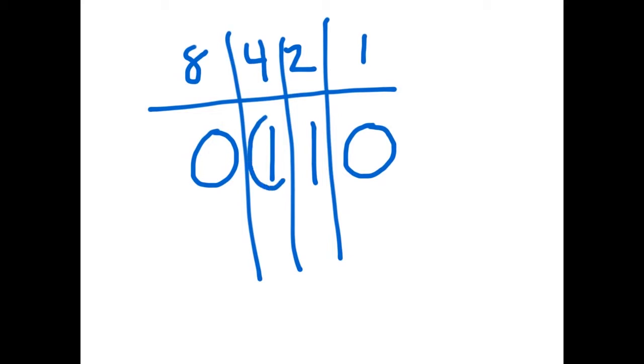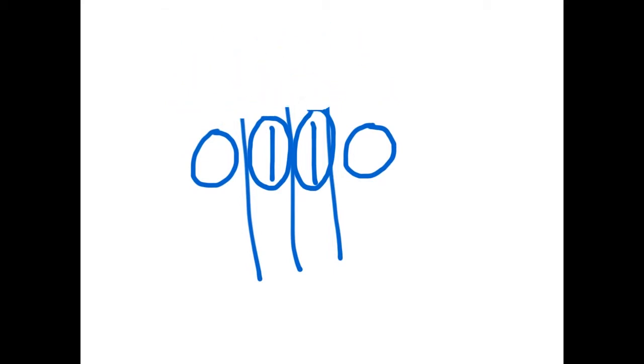So we have a 1 in the 4's place and a 1 in the 2's place. So 4 and 2 is 6. That's why this number is 6. You add together the place values that have a 1 in them, and you ignore the place values that have a 0 in them. You can pretend that those don't even exist. Let's do another example.